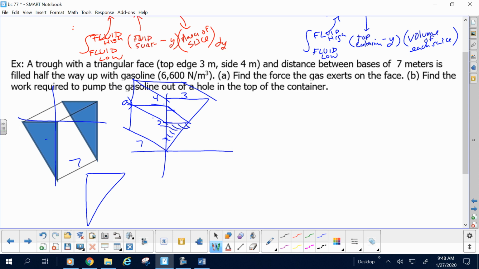Okay, now let's start with the formula. What is the plan for force? Rho, depth, area. Actually, why don't you do force? You can do force.